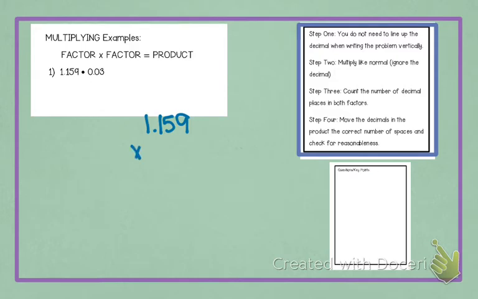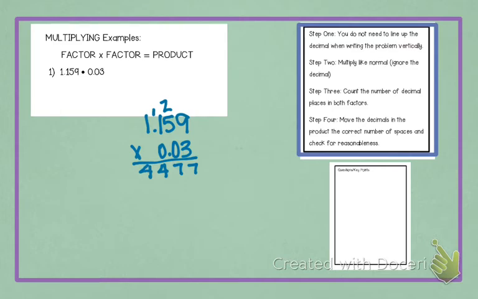1.159 times 0.03. Multiply like normal, so 9 times 3 is 27. Place your 2 up here. 5 times 3 is 15, plus 2 is 17. 3 times 1 is 3, plus 1. And then 3 times 1 is 3, plus 1 is 4.